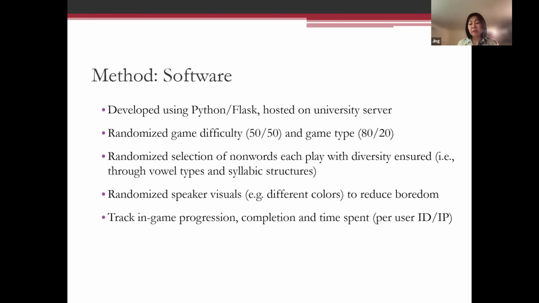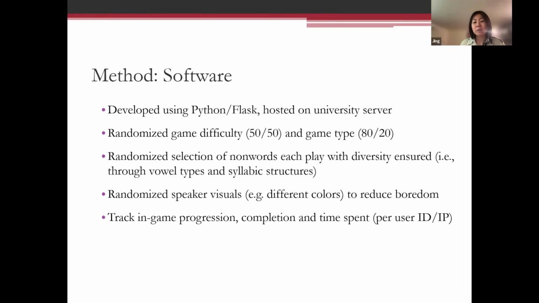But we have a fixed template for the syllabic structure. So we would like to have all the syllabic structures appearing at least once in each game. And the visuals are also changing with each game. So different colors are used just to be more entertaining.